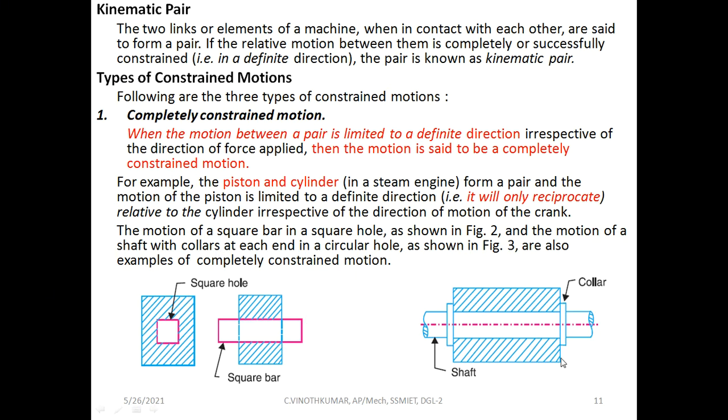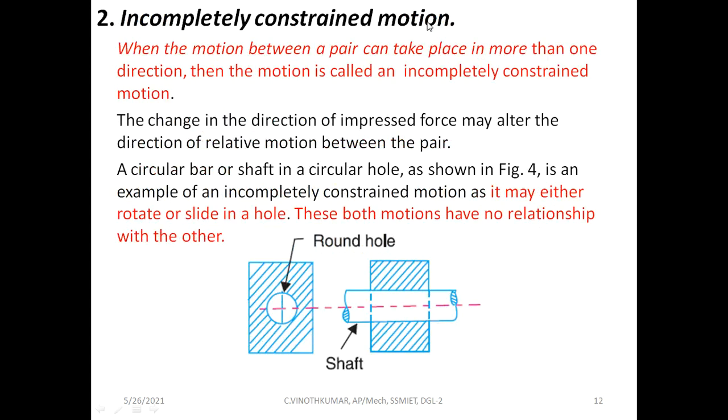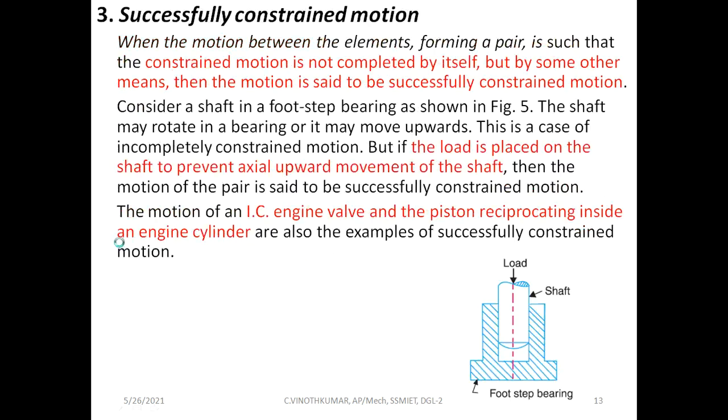These are completely constrained motions. Next, incompletely constrained motions. When the motion between a pair can take place in more than one direction, then the motion is called an incompletely constrained motion. Here it may either rotate or slide in whole.